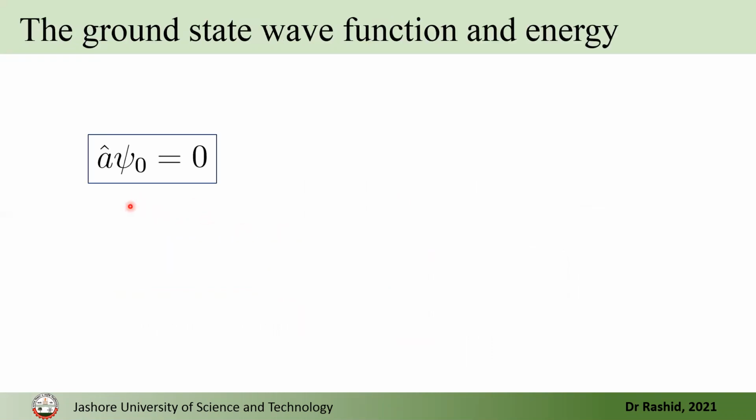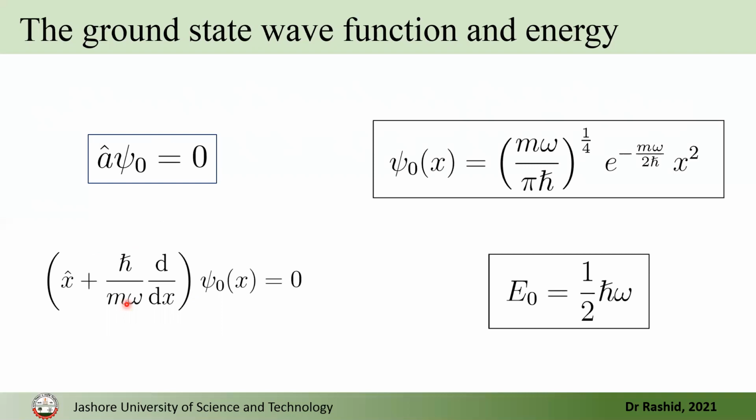So we assume that for the ground state, the annihilation operator, when it operates on the ground state wave function, would annihilate the system. That is, it will give 0. Using this, we wrote the detailed description of A hat. Then we came up with this equation, and we solved this first order differential equation. We got the ground state wave function to be like this, and the ground state energy is half h cut omega.